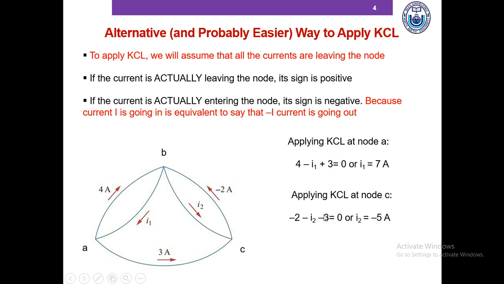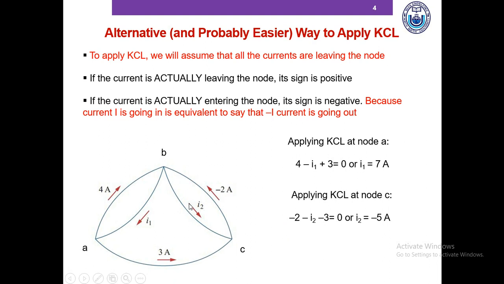So let's apply KCL at node C here again. Node C has 3 branches here. There's the 3 ampere branch, this I2 branch, and the minus 2 ampere branch. So we can see that the minus 2 ampere current is actually leaving the node C, which means we don't change its sign, we just leave it as it is, minus 2.